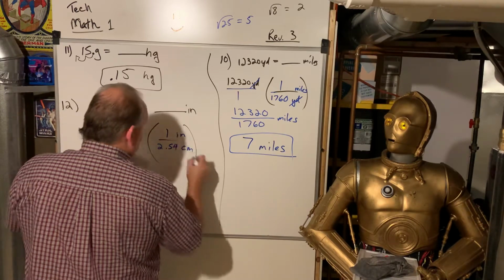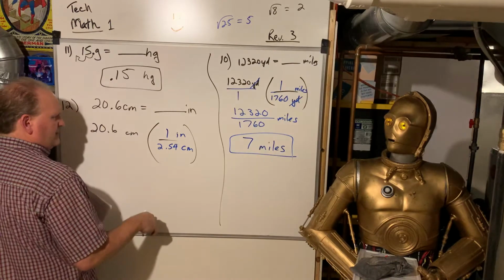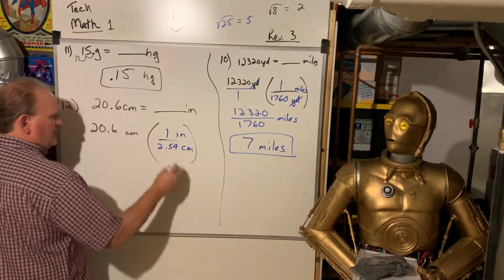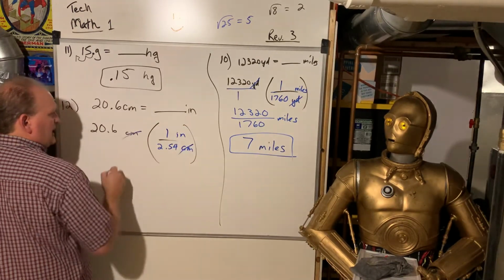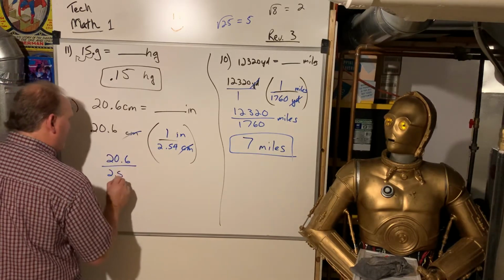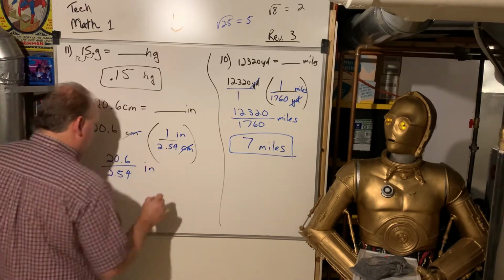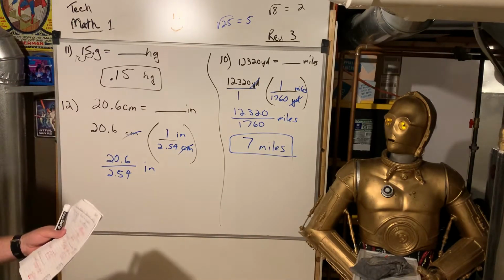Or like I said, you've got a sheet that came in your packet with all the formulas and conversions. So centimeters cancels, top times top, bottom times bottom. You get 20.6 over 2.54, and then you just divide it. It is now in inches. So you actually divide that out. Remember to divide it out.